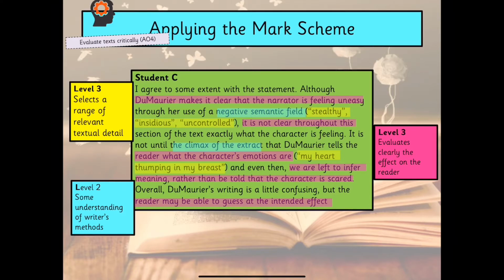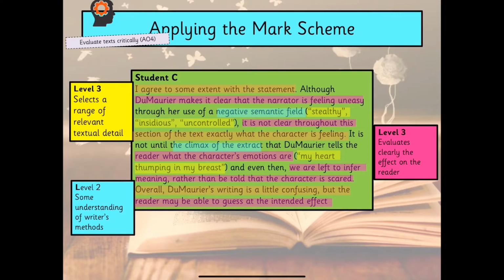Yes, they have labelled a negative semantic field and they have mentioned the climax of the extract. And once again, there is a sense that the writer is making deliberate choices. Du Maurier tells the reader, which should be highlighted as well. However, it feels a little bit like it's been forced in. It feels a little bit like they know they have to include terminology, so they've shoehorned that in without maybe fully understanding how or why the writer has used that particular method to convey that particular idea.